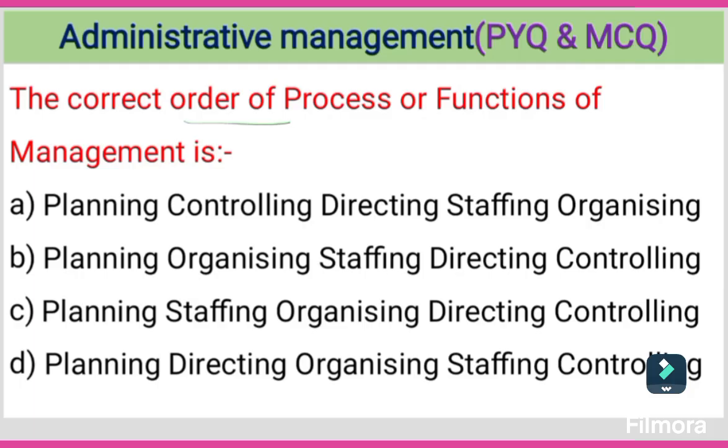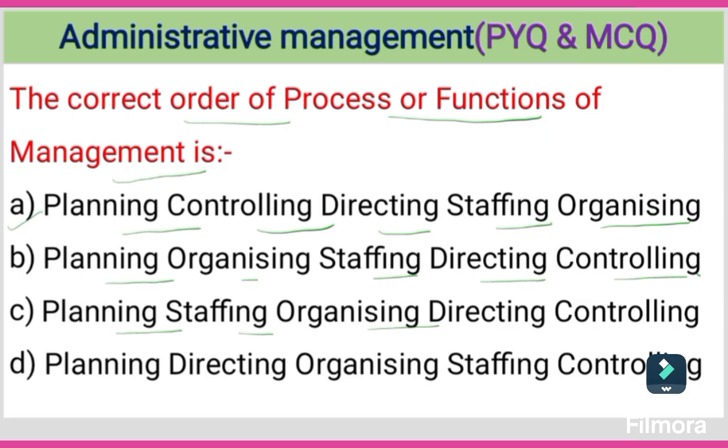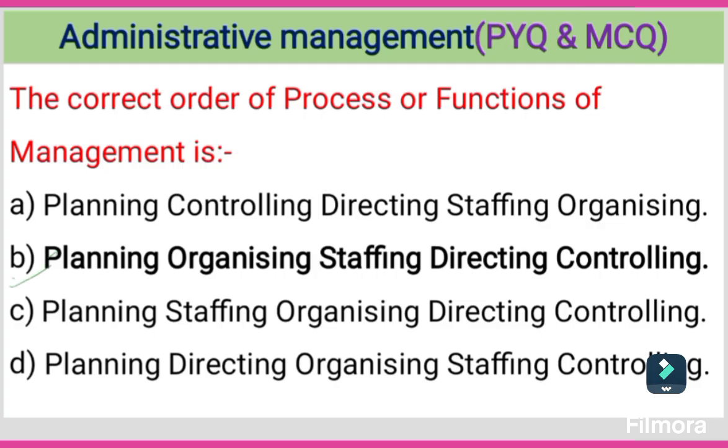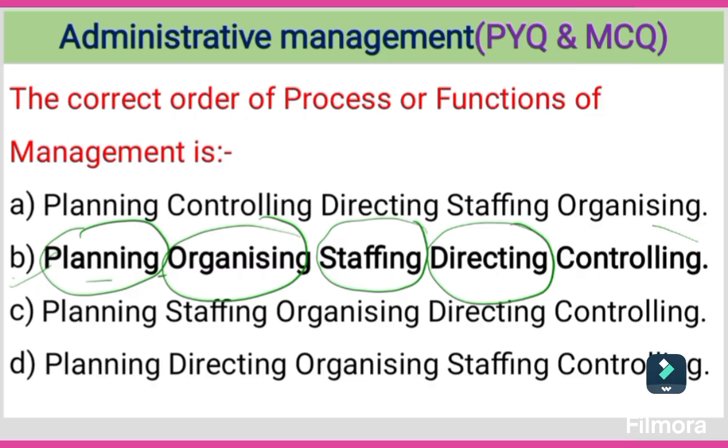Next question is, the correct order of process or function of management is A, planning, controlling, directing, staffing and organizing. B, planning, organizing, staffing, directing and controlling. C, planning, staffing, organizing, directing, controlling. And the D is planning, directing, organizing, staffing, controlling. So the correct answer is B. That is planning. First we have to plan, then organize, then we have to arrange staffing, then directing, and the last one is controlling.